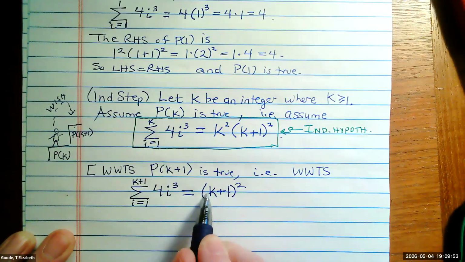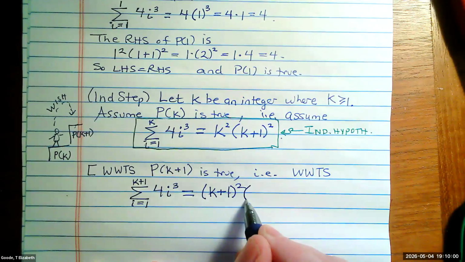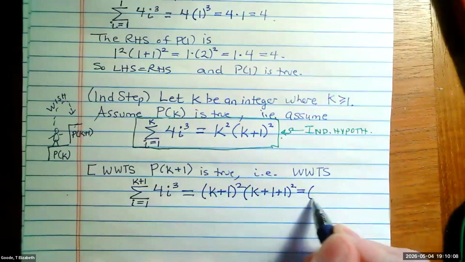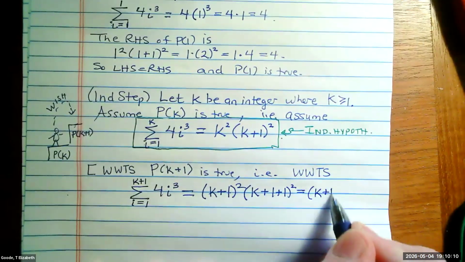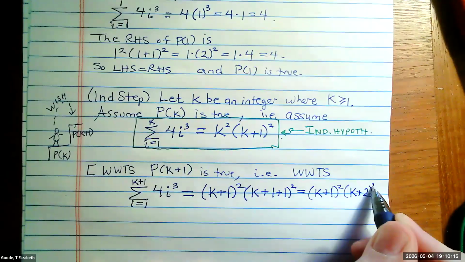See how this has two parts? For the monomial K, we're substituting K plus 1. And then times K plus 1 squared. In other words, we're trying to get it to look like K plus 1 squared times K plus 2 squared. And this is our wish.